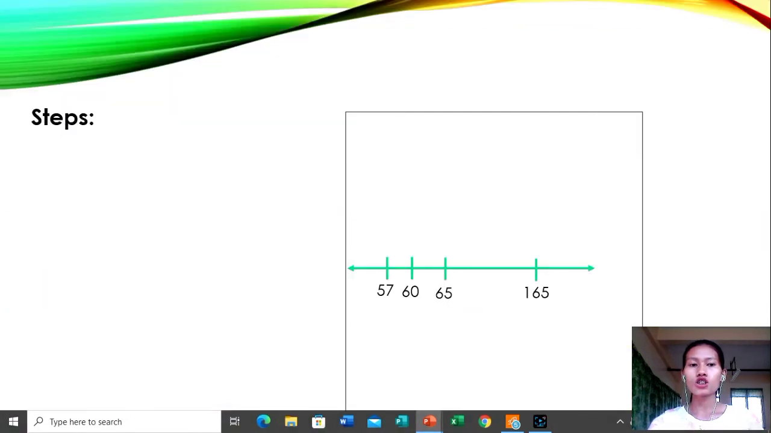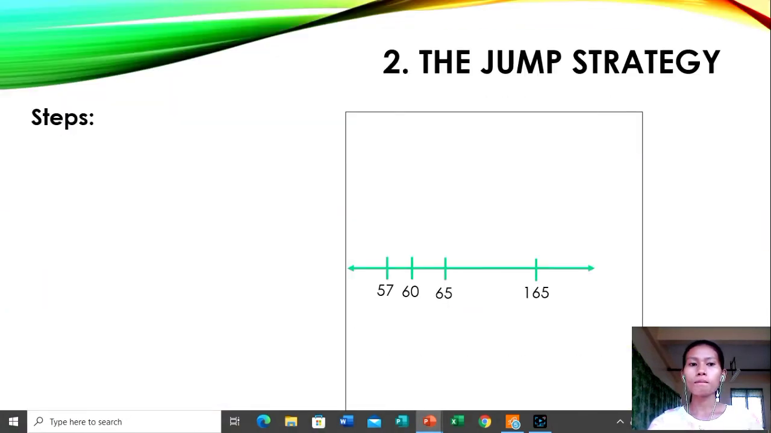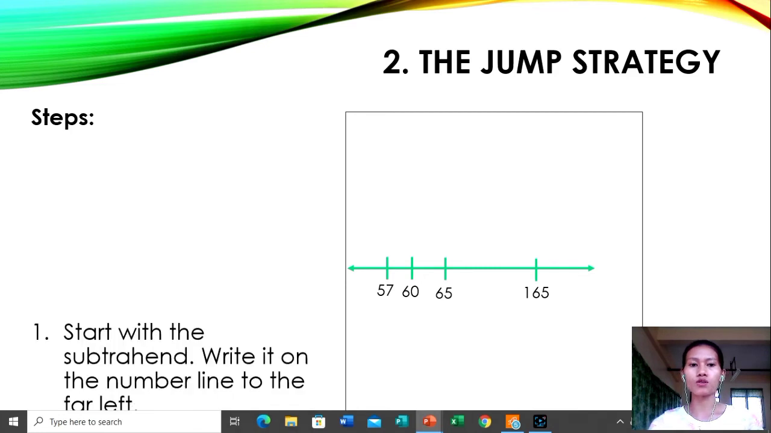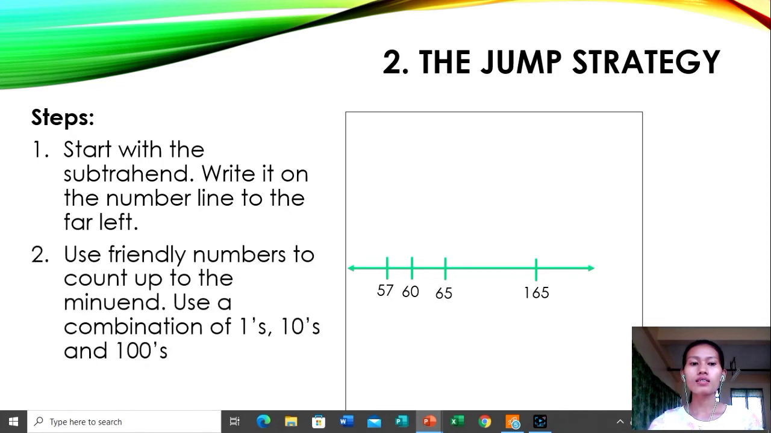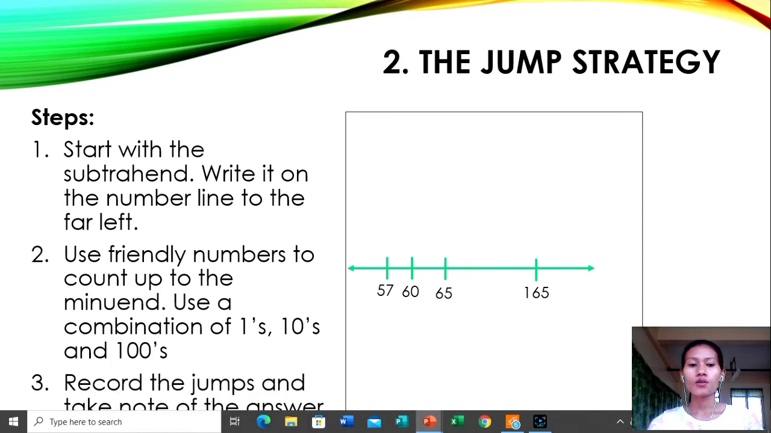So, the second strategy is the jump strategy. So, in subtraction, we have these steps also. First, start with the subtrahend. Write it on the number line to the far left. Then, next, use friendly numbers to count up to the minuend. Use a combination of ones, tens, and hundreds. And then, third, record the jumps and take note of the answers.